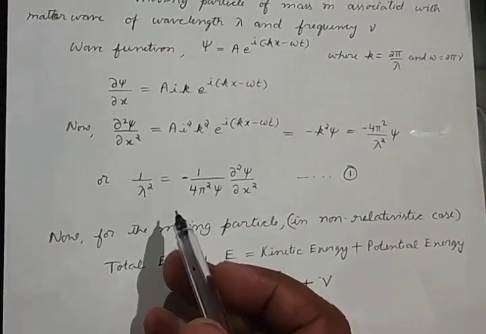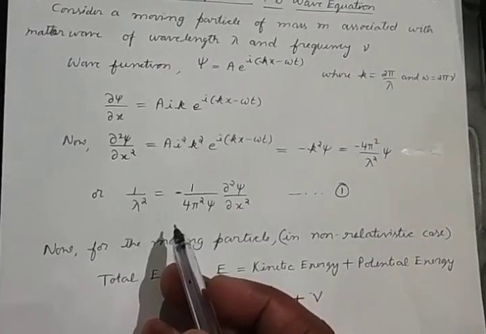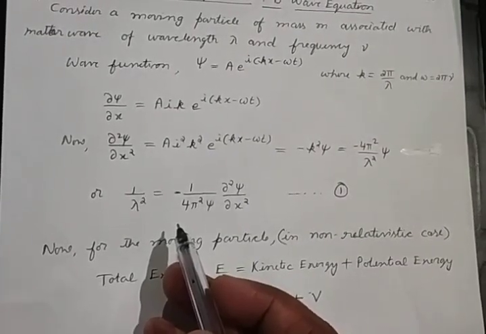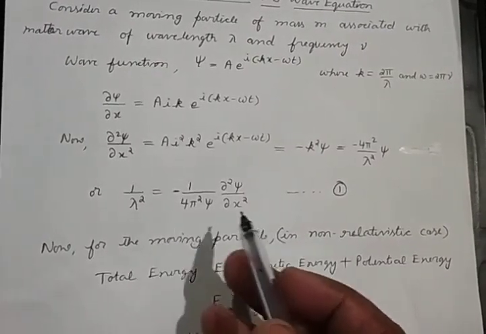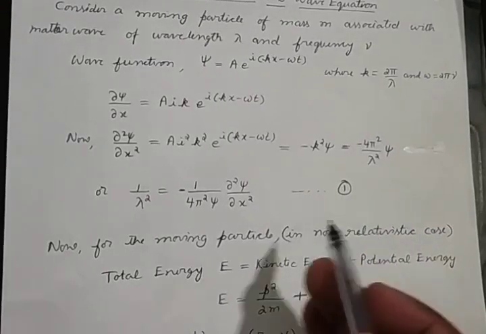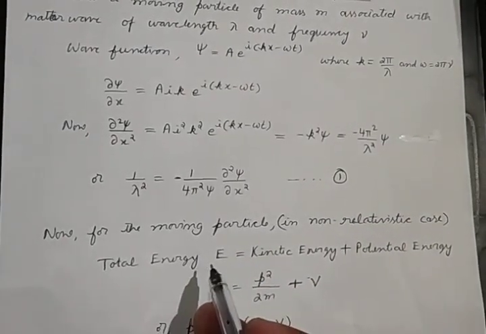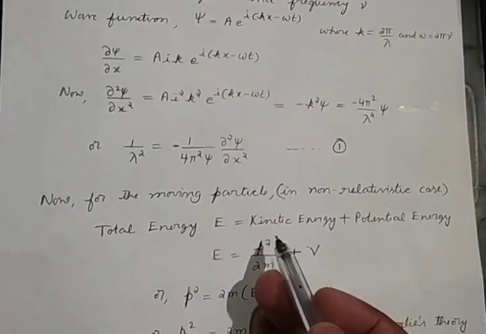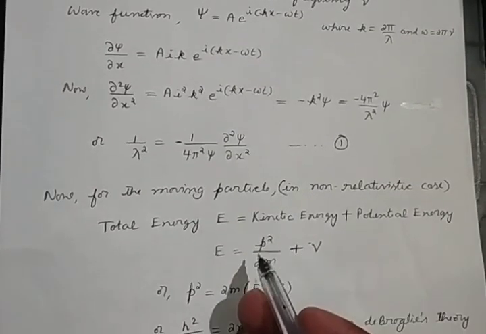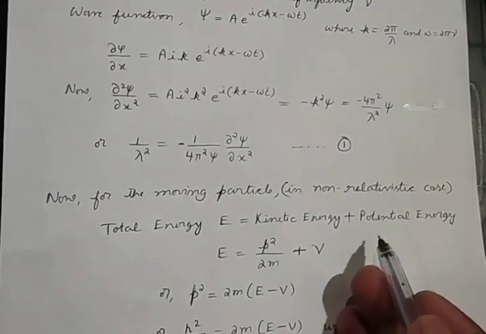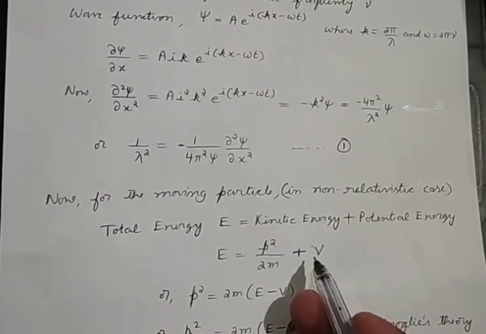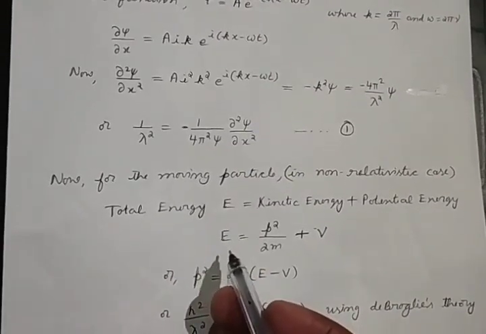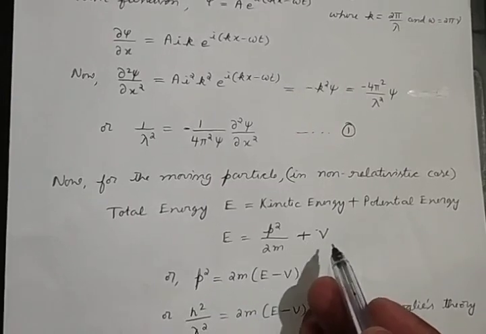Now let us consider the energy term for the moving particle. Let us assume that the particle is moving with a velocity which is very small compared to the velocity of light. In that case we will be talking about the non-relativistic case. In the non-relativistic case, the total energy is given by the sum of the kinetic energy and potential energy. The kinetic energy is given by the momentum term as p square by 2m, and potential energy is given by the potential field V, which we have considered here to be time independent. Therefore the total energy is given by E is equal to p square by 2m plus V.